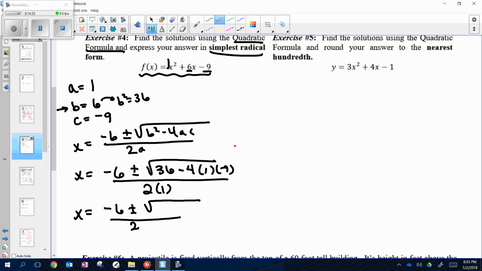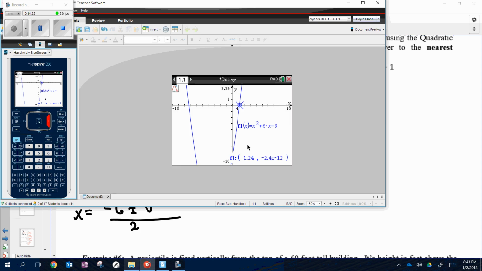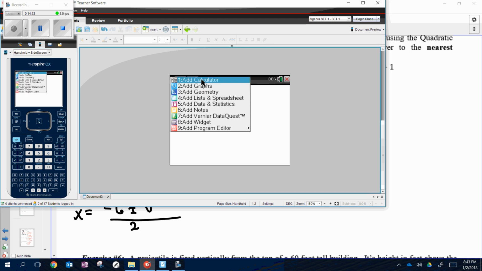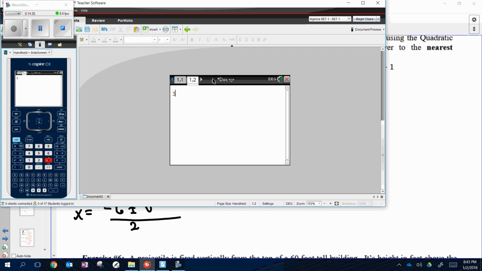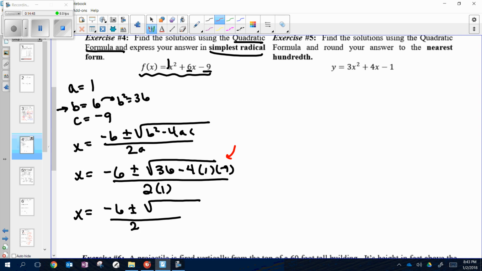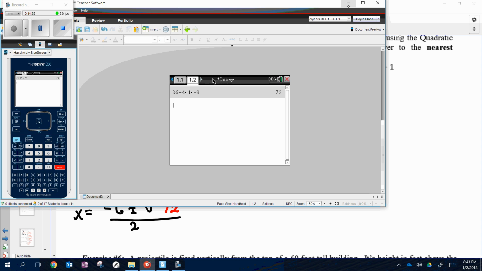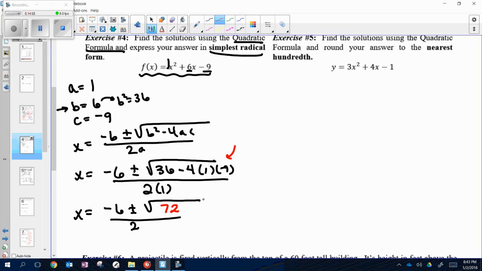You should be worrying about what's under that radical. 36 minus 4 times 1 times negative 9. Control, add a page, calculator. 36 minus 4 times 1 times negative 9 equals 72. 72. 36 minus 4 times 1 times negative 9. Yep, I was right. Okay, so that's a 72. That needs to be simplified.